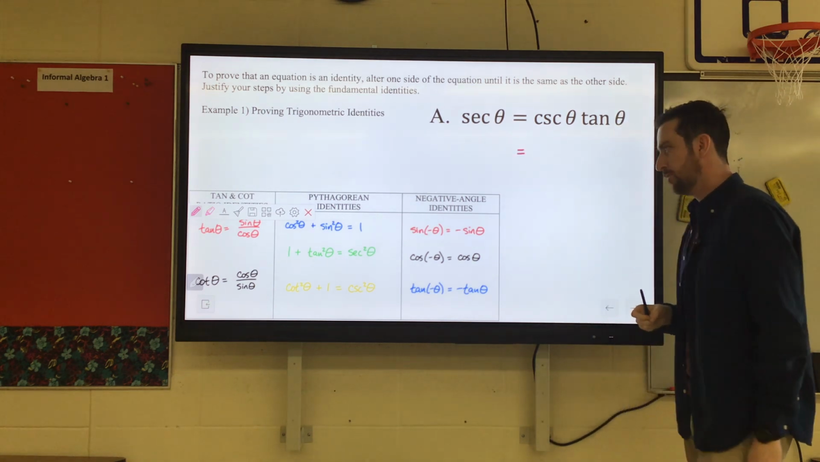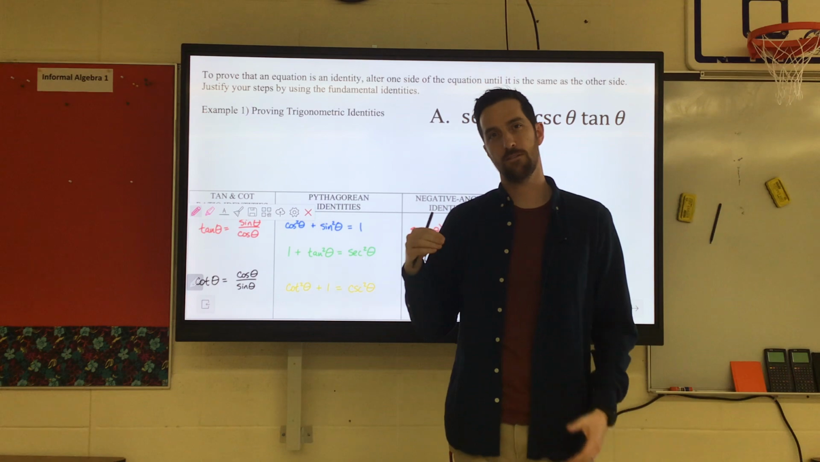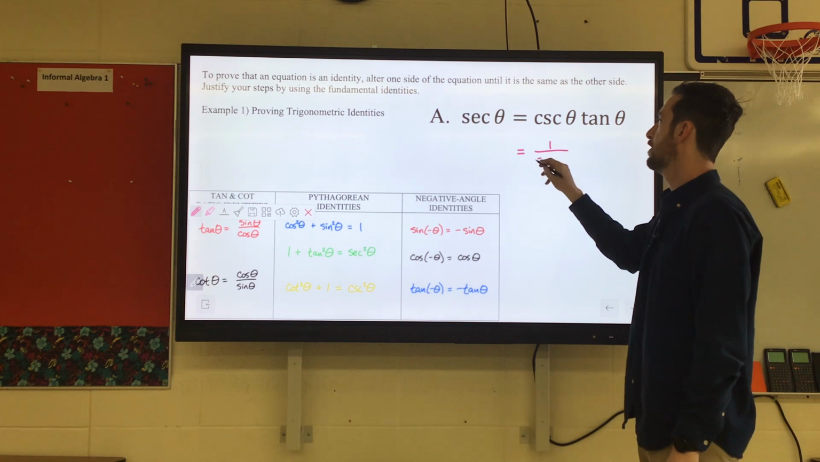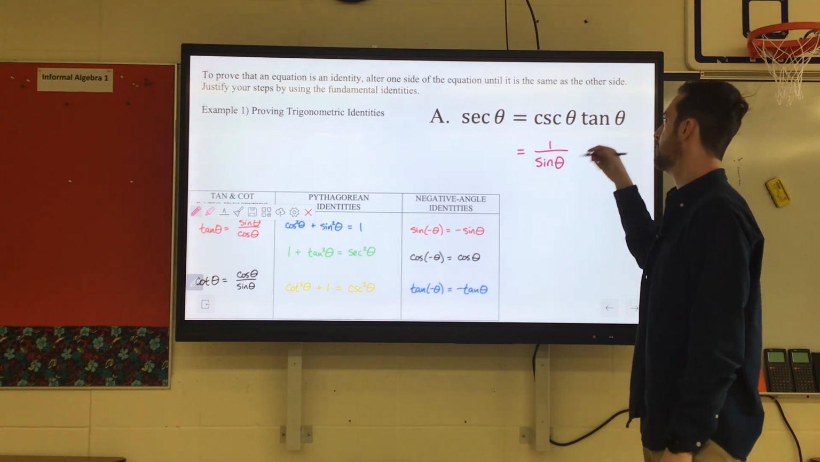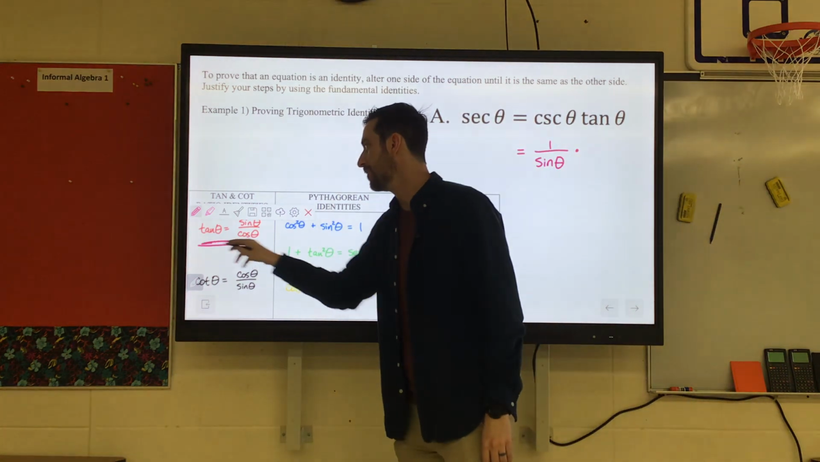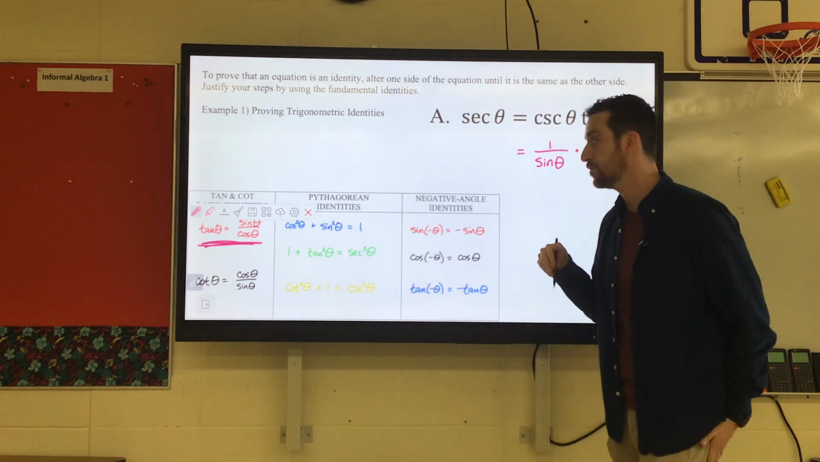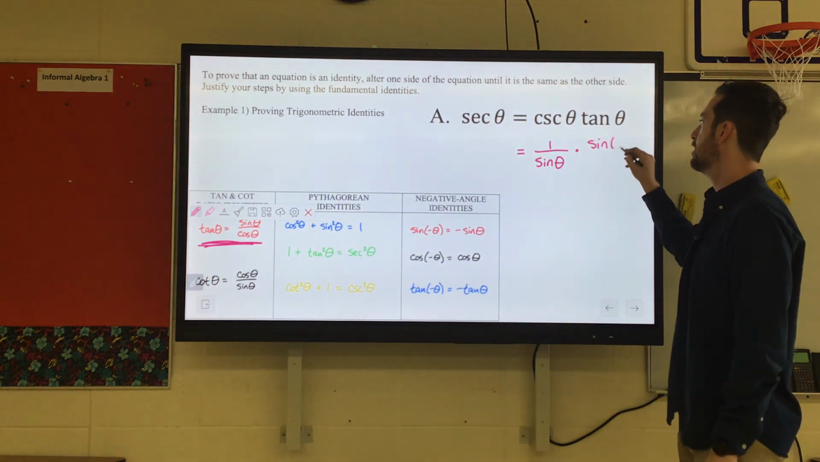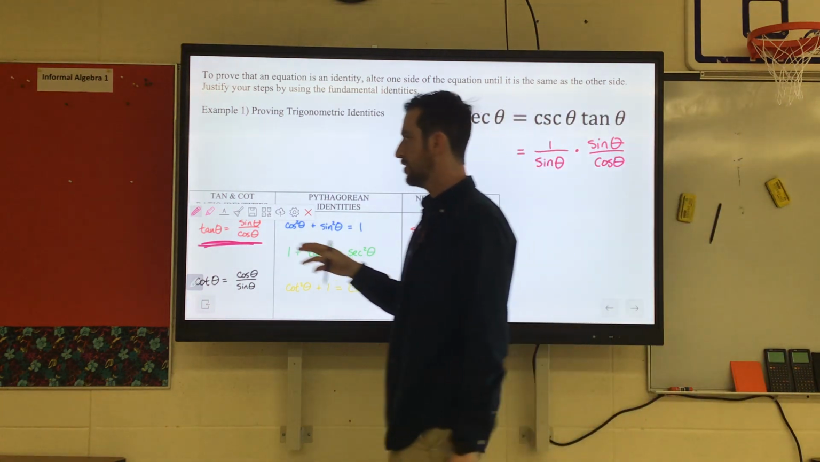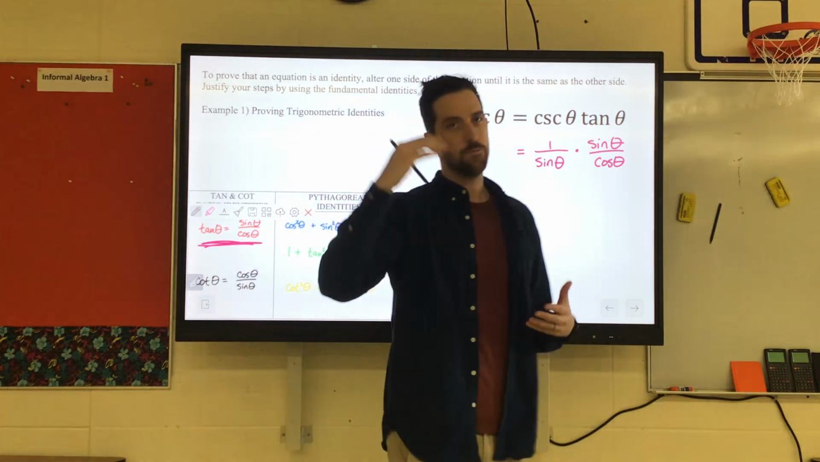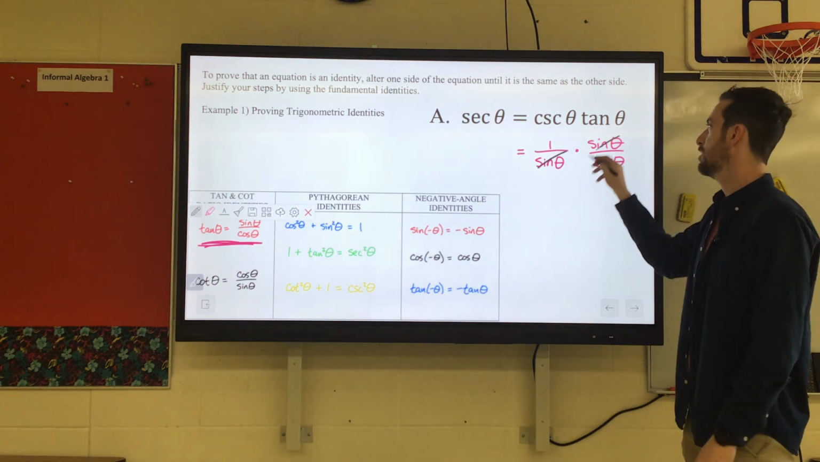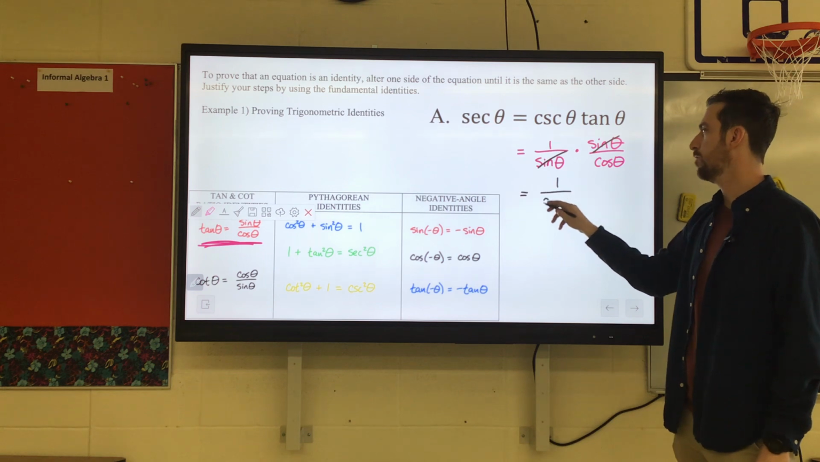So I see cosecant of theta. I know that cosecant is the reciprocal of sine. So let's start with that. I'm going to make cosecant of theta 1 over sine of theta. Now this is being multiplied by tangent of theta. So I'm going to use this right here. Tan equals sine of theta over cosine of theta. Now remember, when you're multiplying fractions, you can simplify from any numerator and any denominator. So I see a sine of theta and a sine of theta. Those can cancel each other out, which just leaves us with 1 over cosine of theta.